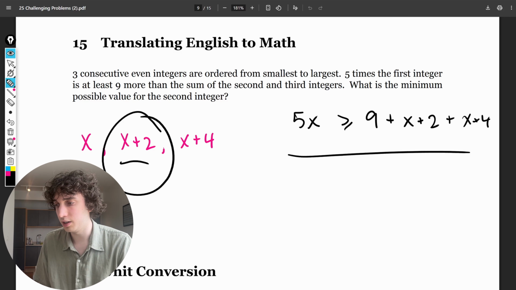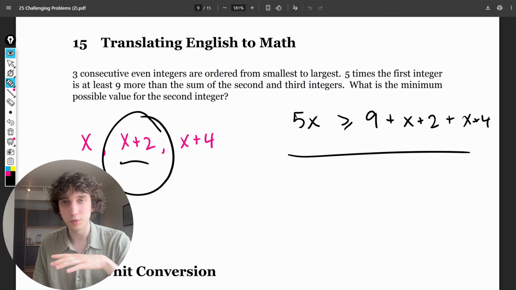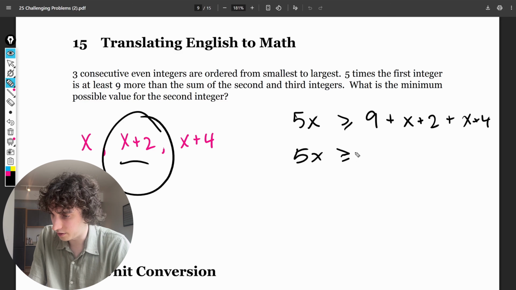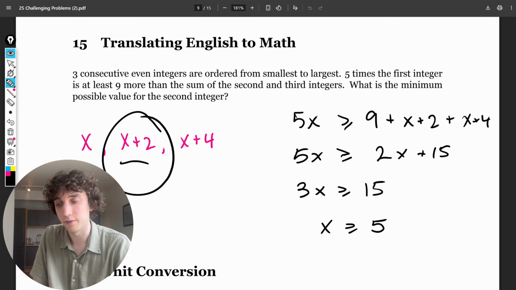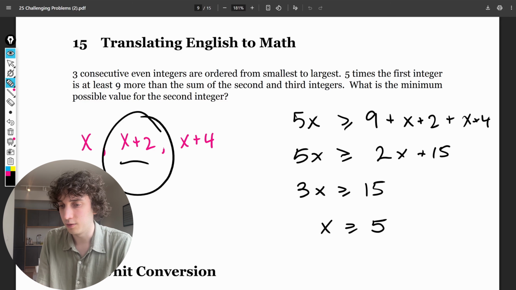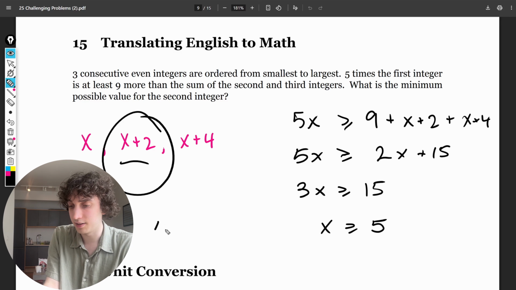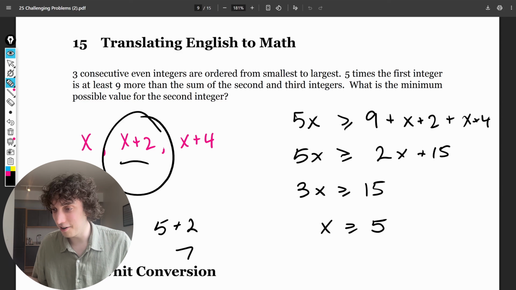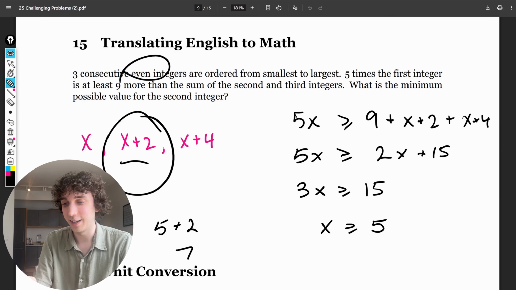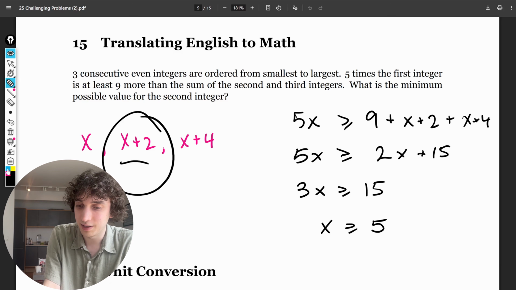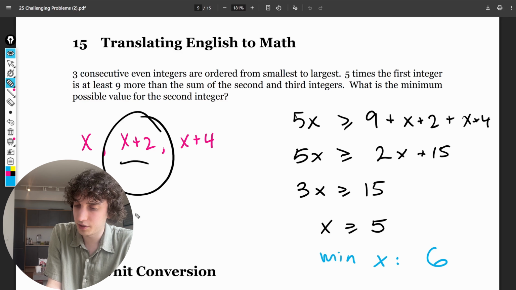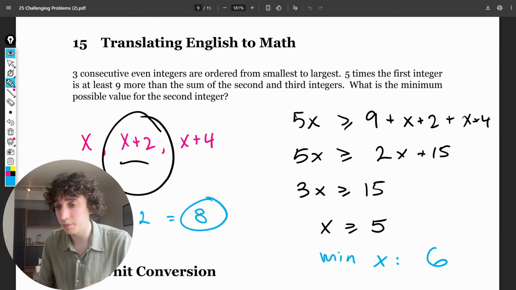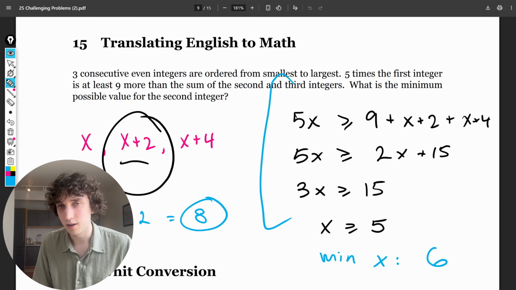So first off, this inequality has just one variable and one inequality, which means we can isolate x. We get 5x is greater than or equal to 2x plus 15. Then we get 3x is greater than or equal to 15. And then we can divide both sides by 3 and get x has to be greater than or equal to 5. So if x can be greater than or equal to 5, then what's the minimum value of the second integer? You might be inclined to say, okay, 5 plus 2, so 7. Why would that be wrong? Well, we need even integers, right? So x has to be greater than or equal to 5 means that the smallest value that we can choose for x is going to be 6. And so therefore 6 plus 2 has to be 8. So 8 is the smallest possible value for the second integer given all of these constraints.